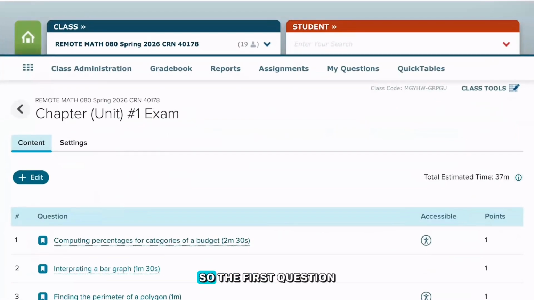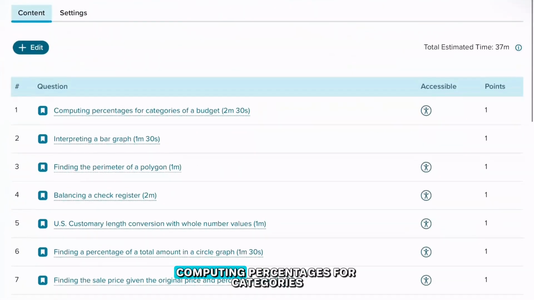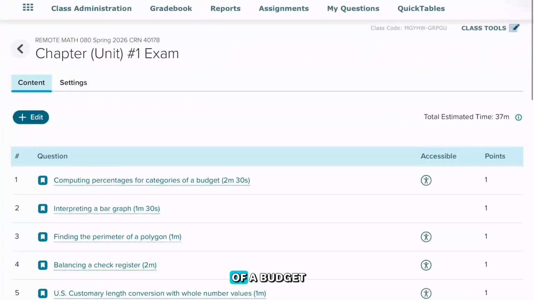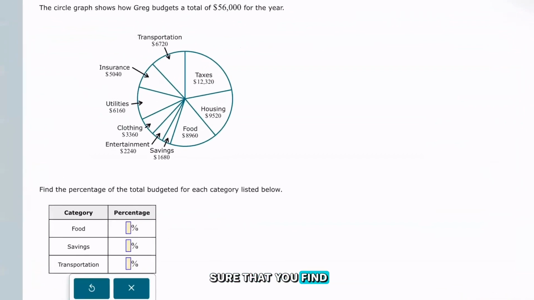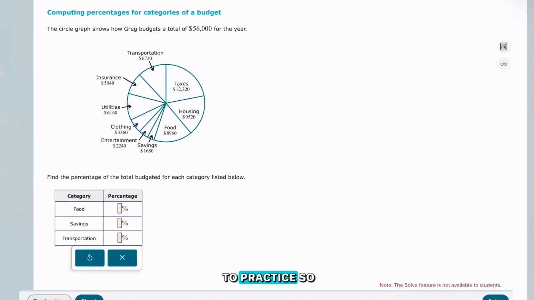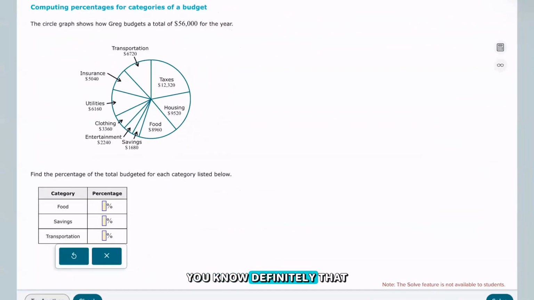All right, so the first question here says computing percentages for categories of a budget, and that is what it looks like. Make sure that you find the topic in ALEKS to practice, so you know definitely that this is going to be on your exam. A question like this. The numbers are most likely going to be different, but it's on your exam.